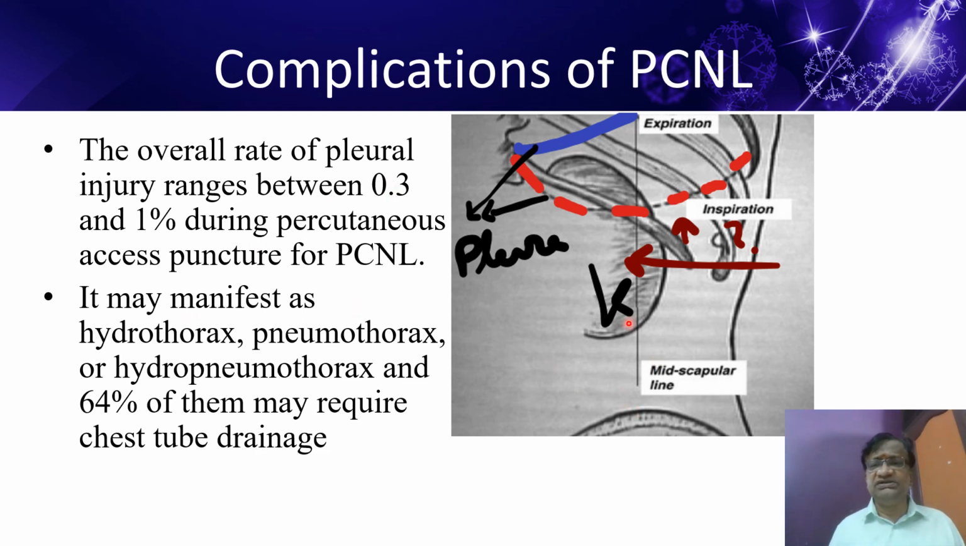Now you see here, this is a mid-scapular line, pleura is here. Now your rib is okay. Now this is the kidney where this thing is coming. You can puncture the pleura, 0.3 to 1%. And if you puncture, your airway pressure is going to rise, hypoxia, all these things. Be ready for these things.